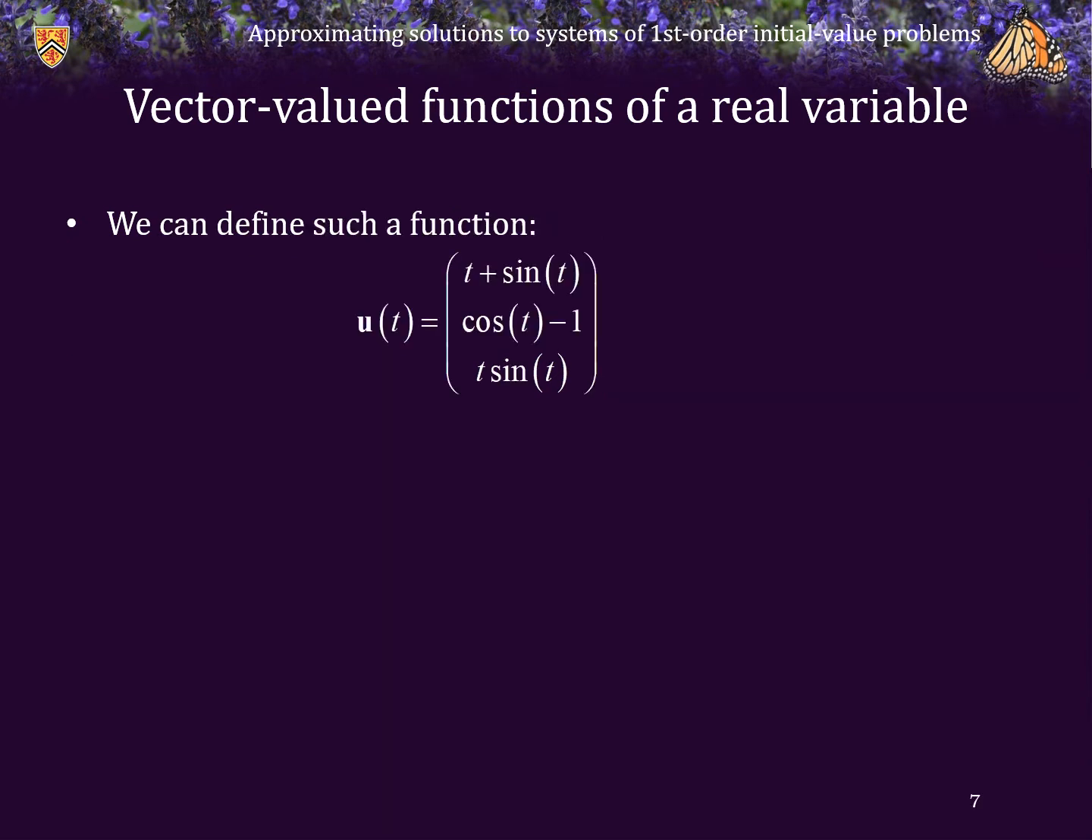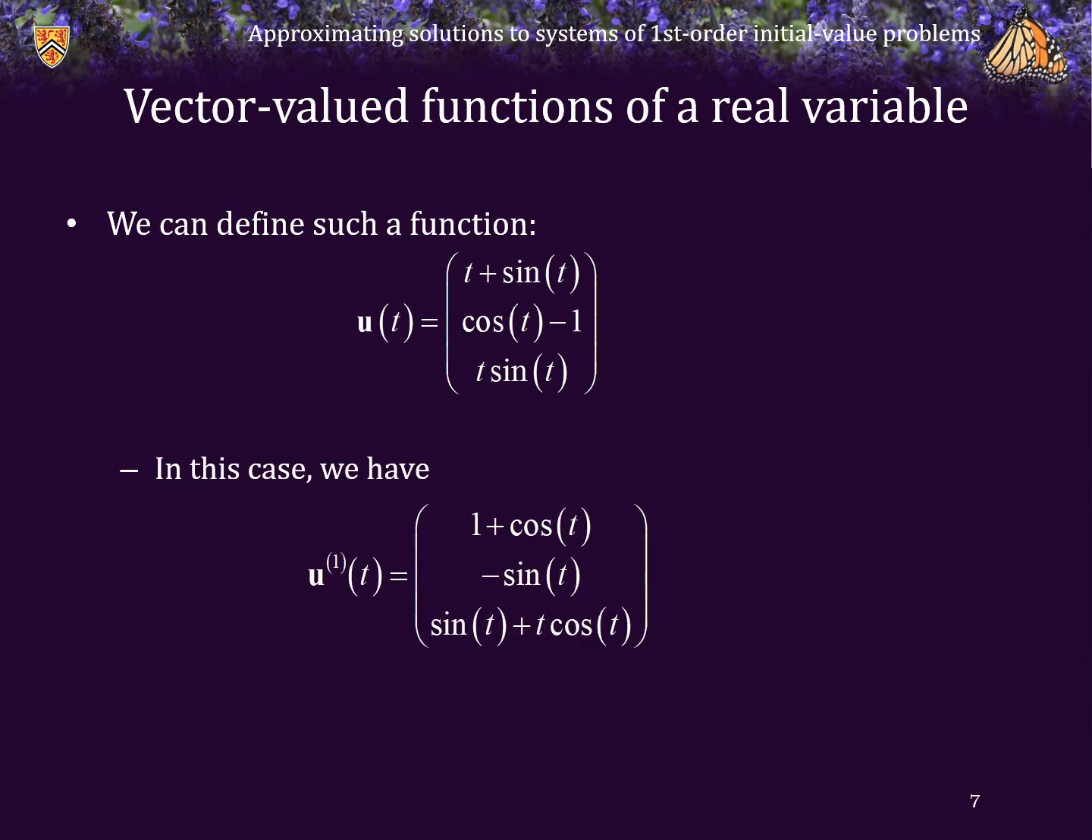Now, it's always possible to define a vector-valued function. So here, for example, is a vector-valued function where each of the 3 components is some function of t, and we can calculate the derivative. And the derivative is simply the derivative of the 3 entries. The derivative of the first is 1 plus cos t, the derivative of the second is negative sine of t, and the derivative of the third is derivative of the first, copy the second, plus copy the first, derivative of the second.